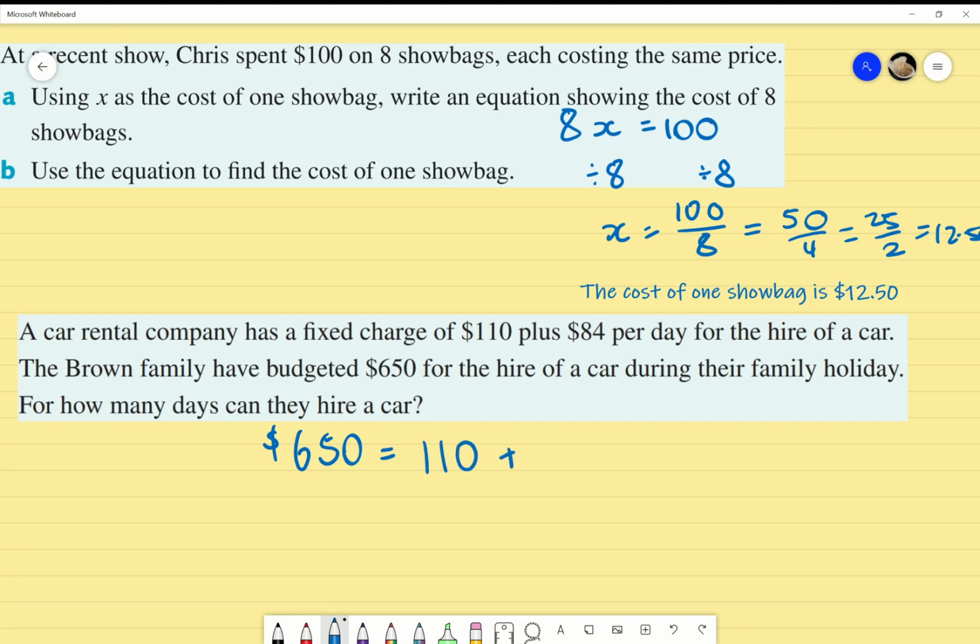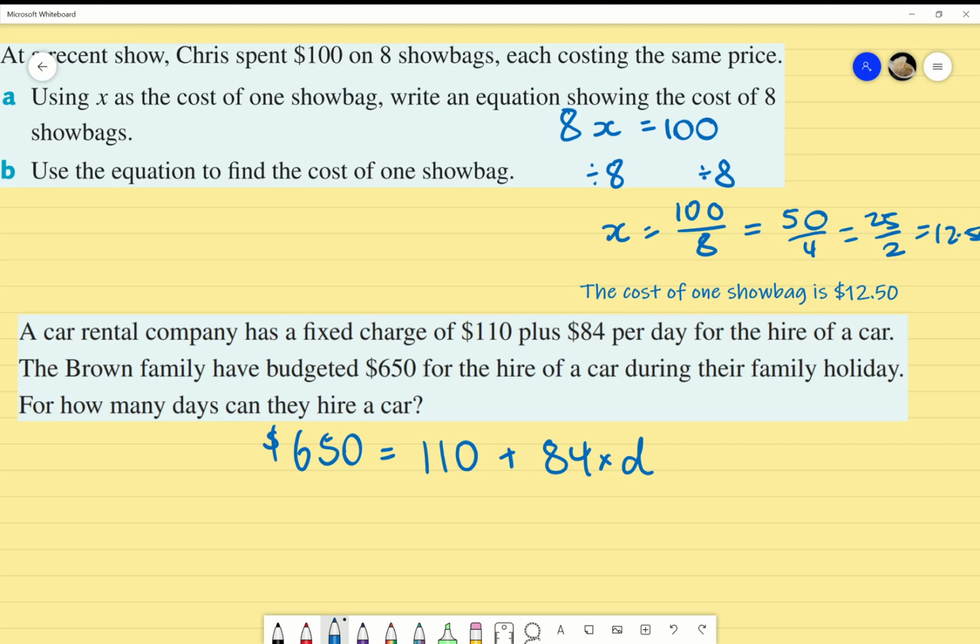I need to add the rate, which we know is $84 per day. So I'm going to write $84. And how do I write per day? D. Let's use D. So I can say 84 times D. If D equals 1, as in 1 day, it's just 1 times 84. Perfect. So however many days, we multiply that by $84, and add 110 to get our answer.